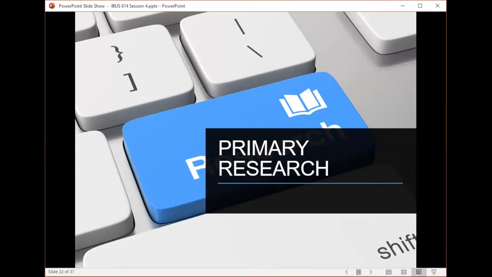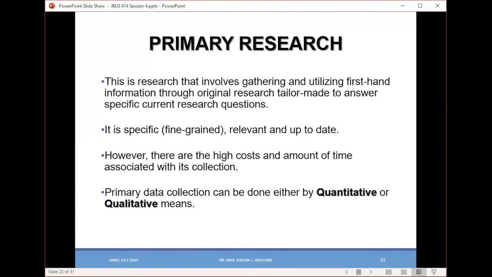Okay, so that's it for secondary research. Next, we go into primary research, and that is the one that the organization commissions specifically to address a particular problem that they have identified. So it involves gathering and utilizing first-hand information through original research, tailor-made to answer specific current research questions. By their nature, primary research is specific, fine-grained, relevant, and up-to-date, because we do not commission primary research unless we have a specific research question in mind or research problem that we want to address.